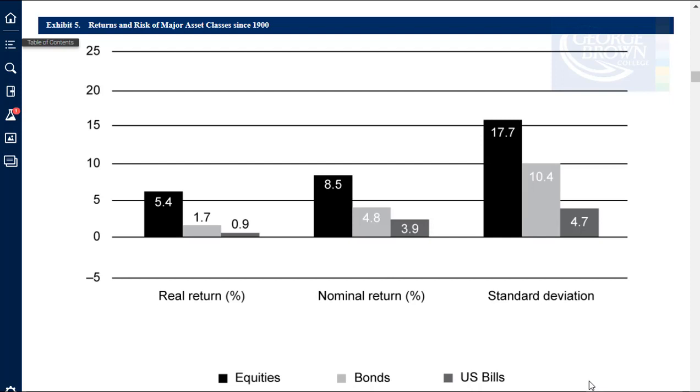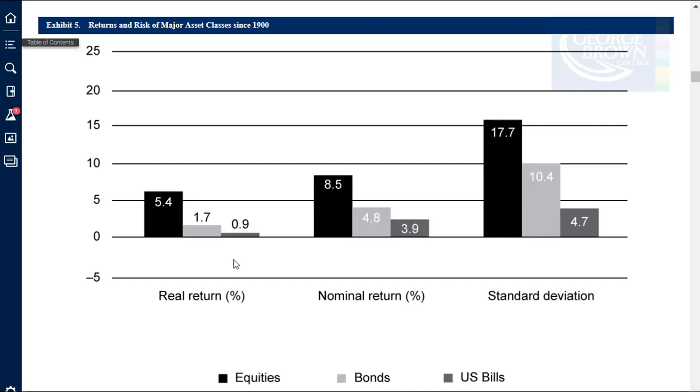Okay, so you can see here Exhibit 5 from the chapter on equities, returns and risk of major asset classes since 1900. So it's a similar thing. It's just showing equities here. And so the real return is 5.4%. And again, you learn that in economics. What is real return? It's basically the nominal return minus inflation rate. Okay. And again, we'd have to look at what they're using for that equities benchmark or classification. Okay. Bonds have a real return of 1.7% and T-bills 0.9%.